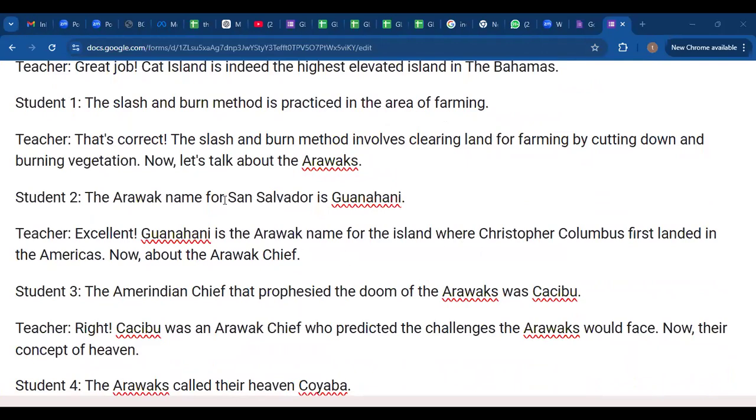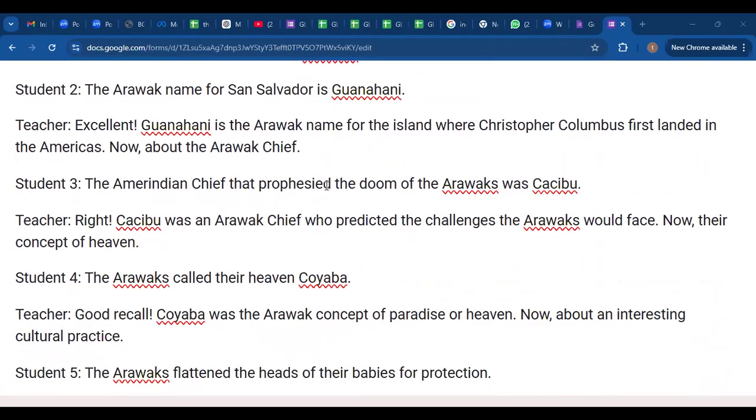The Arawak name for San Salvador is Guanahani. Excellent. Guanahani is the Arawak name for the island where Christopher Columbus first landed in the Americas. Now, about the Arawak chief. Okay, stop right there. Arawak. Alex.